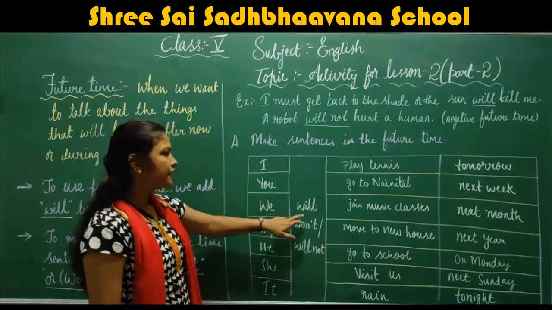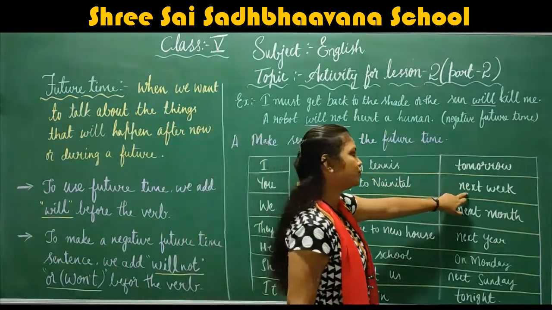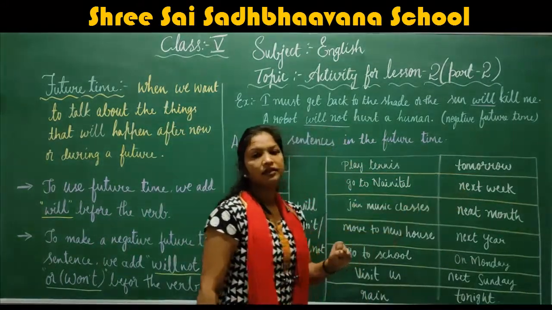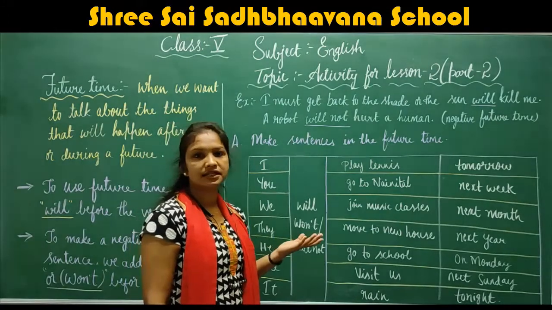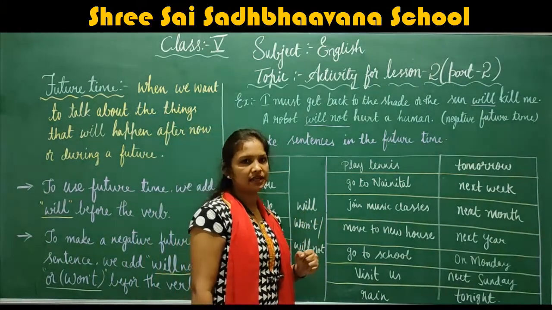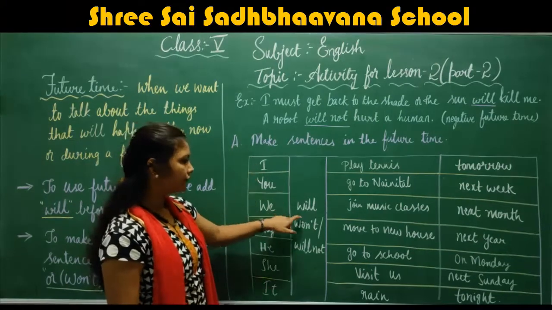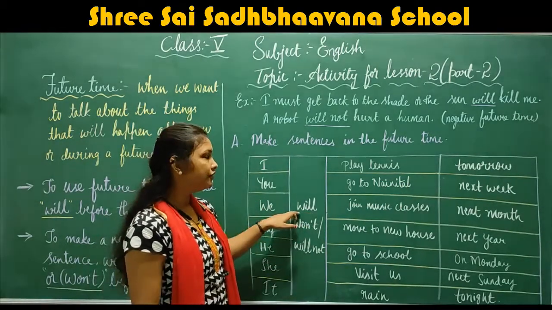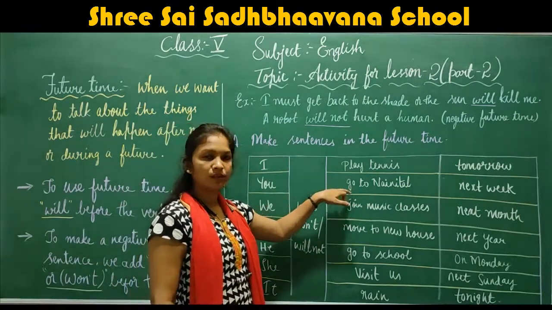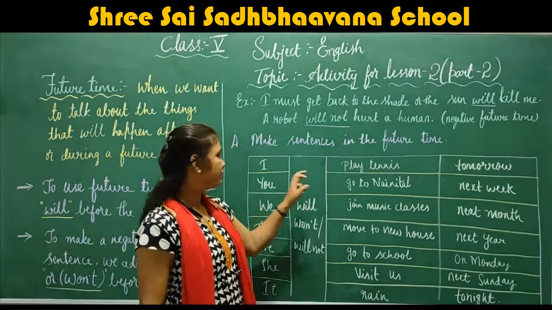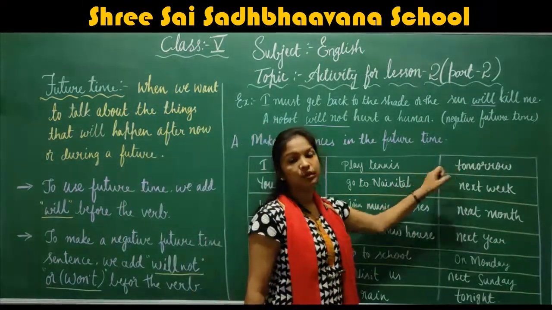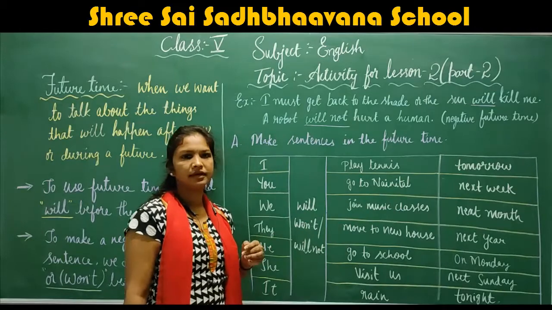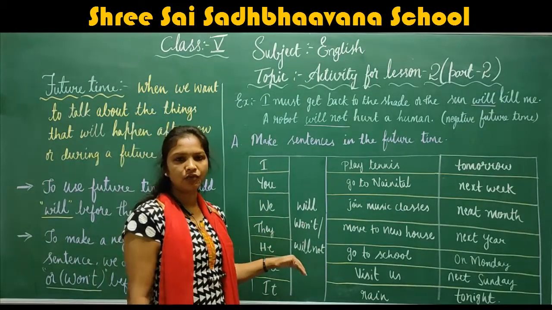For example, I will play tennis next week. What is this? Which sentence is it? It is a future time sentence. Example, I will go to Nainital tomorrow. This is future time. We have added will before the verb go. So, I will go. Go is a verb. So I will go to Nainital tomorrow. We have changed the sentence to a future time, right, by using pronouns and will and won't, will not.